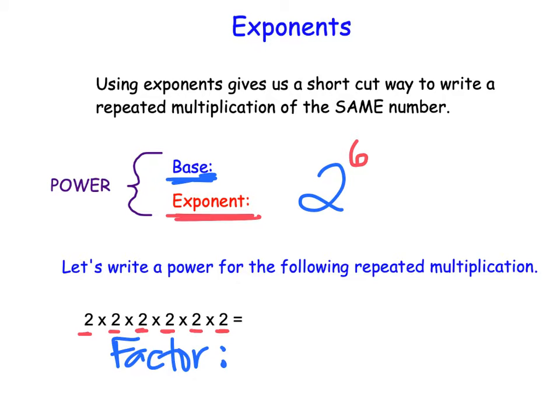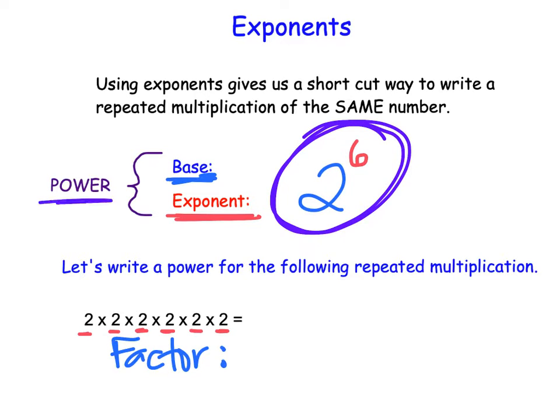When you put the base with the exponent, we call that entire thing the power. I meant that to be more purple, but we'll go with it. So that is the power. The power is 2 to the 6th, or you could say it 2 to the power of 6, or 2 to the 6th power. It all means the same thing though, that 2 is being multiplied by itself 6 times.